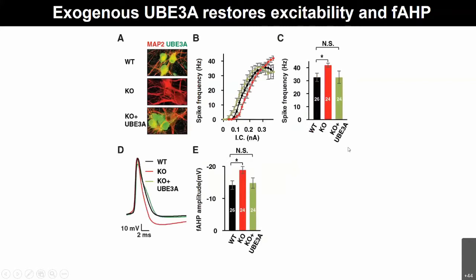Okay? And if UBE3A is really mediating this effect, then one would predict that exogenous restoration of UBE3A expression should rescue the phenotype, right? That's what we did, and this is exactly what we saw. Lentiviral-mediated overexpression of UBE3A was able to restore the spike frequency back to normal, and also decreased the fAHP amplitude to the wild-type level.